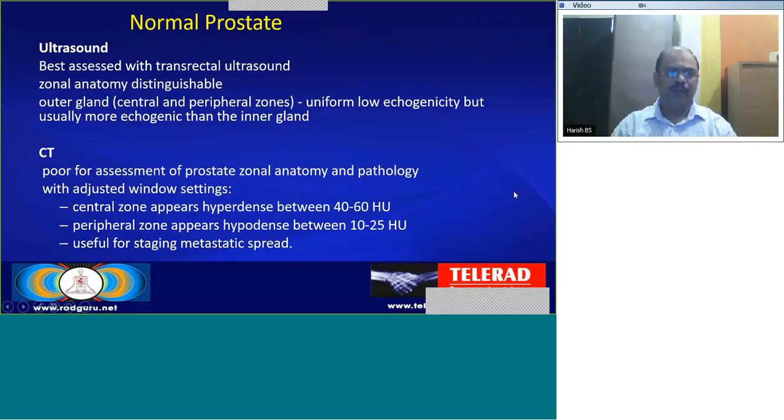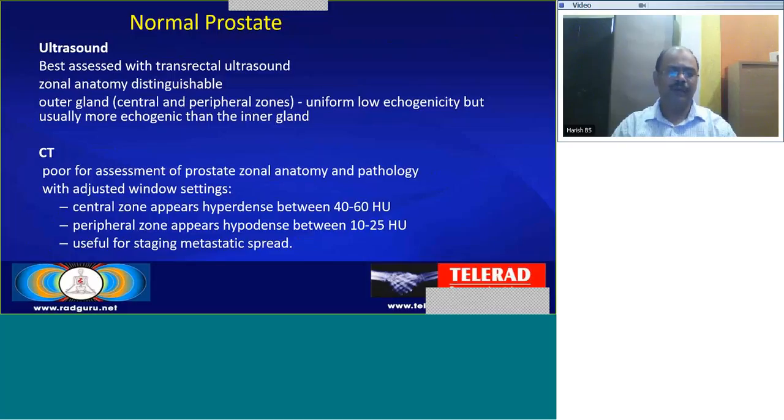The normal prostate on ultrasound is best evaluated on transrectal ultrasound. The zonal anatomy is better distinguished on transrectal ultrasound. The outer gland, that is the central and the peripheral zone, appear uniformly of low echogenicity, but the inner gland appears more echogenic than the outer gland.